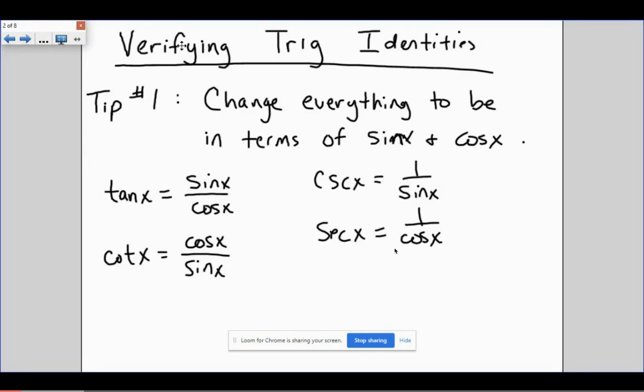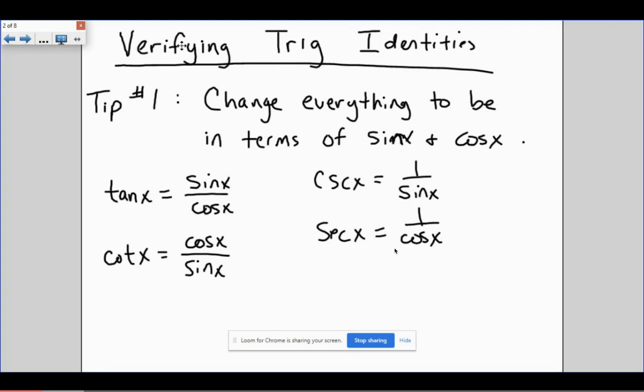So first tip I have, change everything in the problem to be in terms of sine and cosine. So I've shown here the other four trig functions and how they relate to sine and cosine. And these are things you just need to have memorized. Tangent is equal to sine over cosine. Cotangent is equal to cosine over sine. Cosecant is equal to 1 over sine. And secant is equal to 1 over cosine.